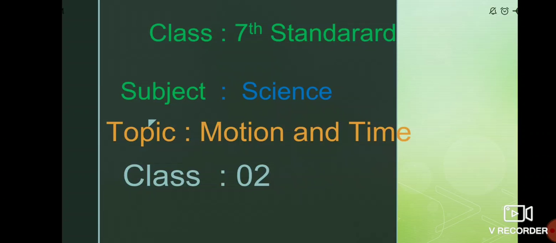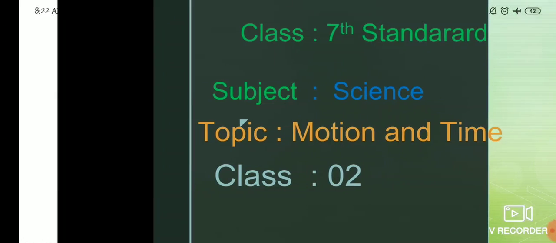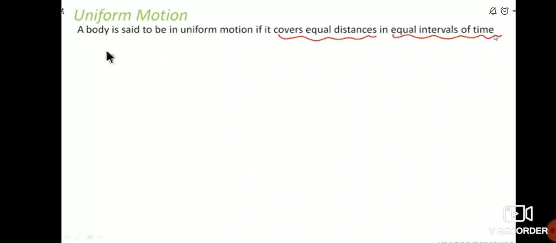Now we shall move on to study one by one. The first one is uniform motion. What do you mean by uniform motion? Uniform means there will be discipline. See here, a body is said to be in uniform motion if it covers equal distance in equal intervals of time.